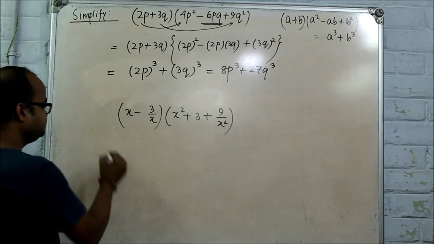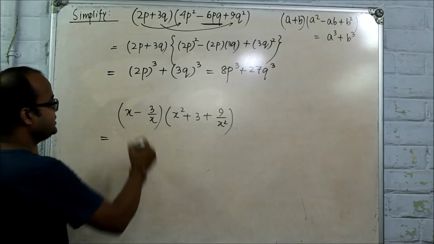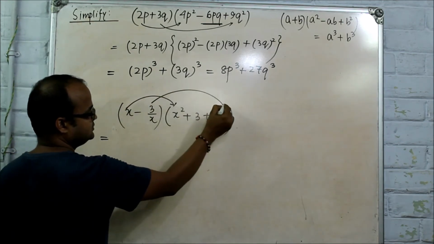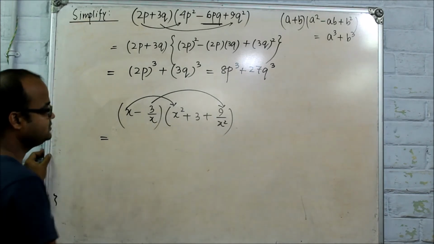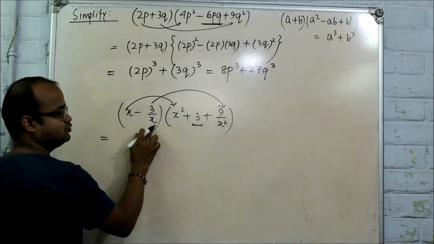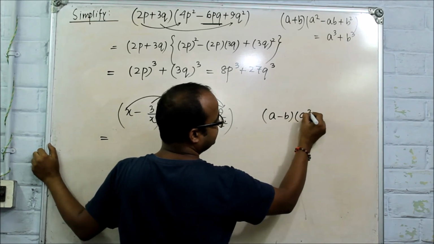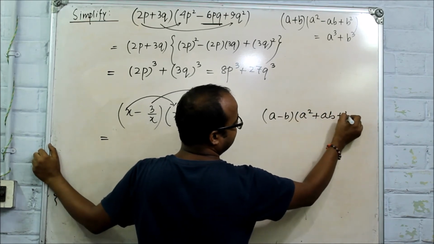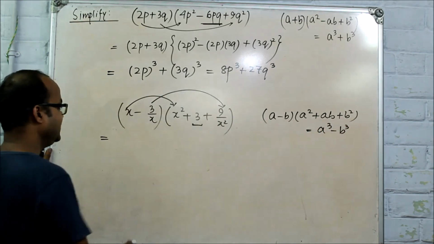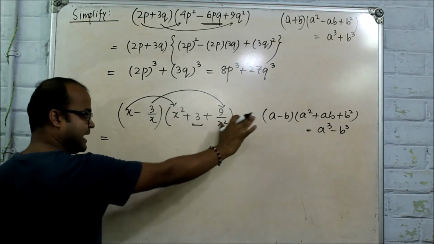Moving into the next problem, (a − b). See, this is the square of x. This term is the square of 3/x, and this 3 is actually the product of these two. So we are going to apply the formula (a − b)(a² + ab + b²), which is equal to a³ − b³. So first, before we apply the formula, rearrange the terms as given in the formula.